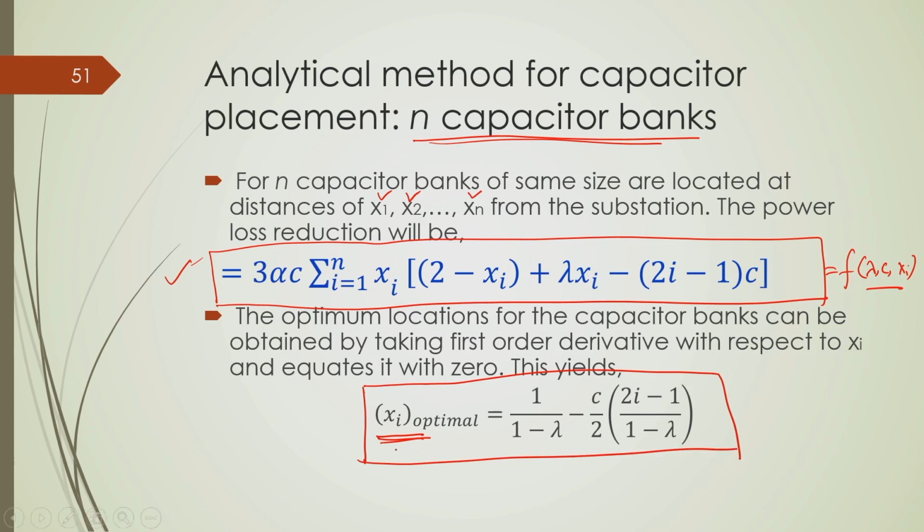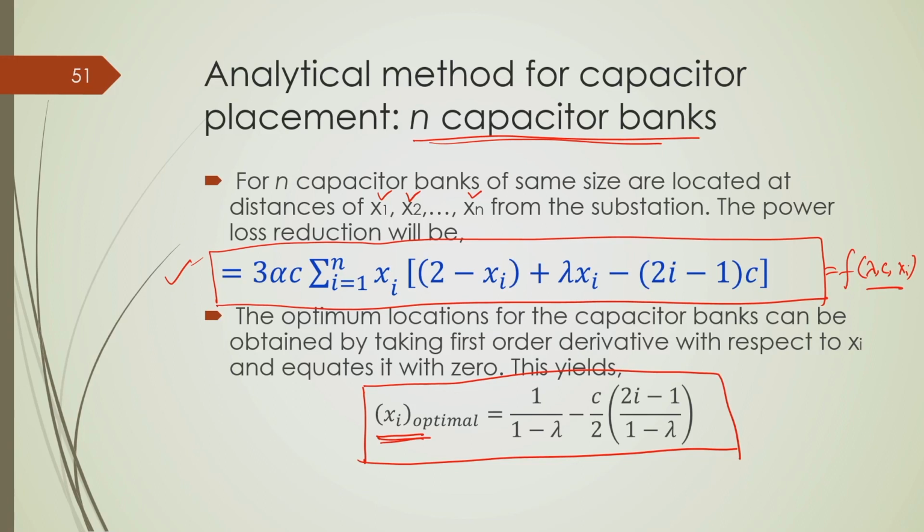If i is equal to 1, then it will give you the location of the first capacitor bank, or the only capacitor bank which will be placed. If i is equal to 2, it corresponds to the second capacitor bank location and so on.